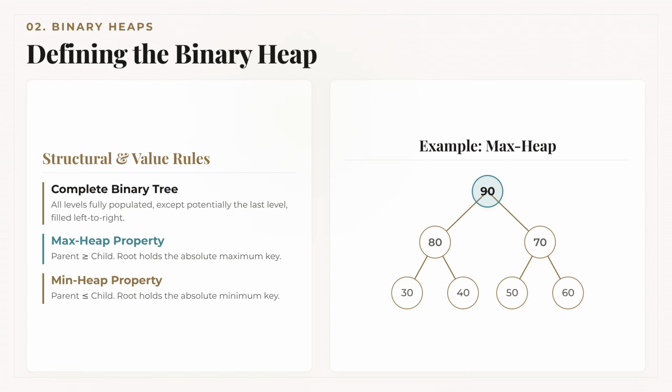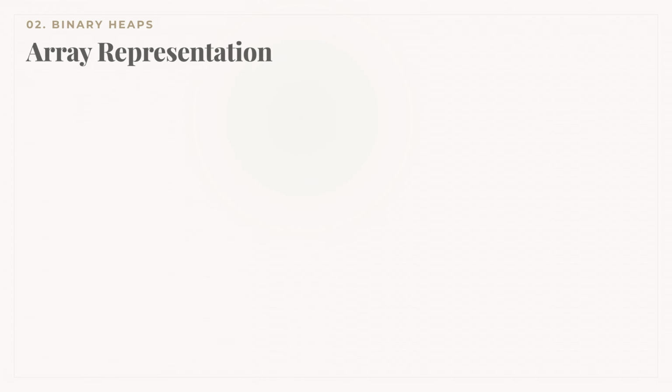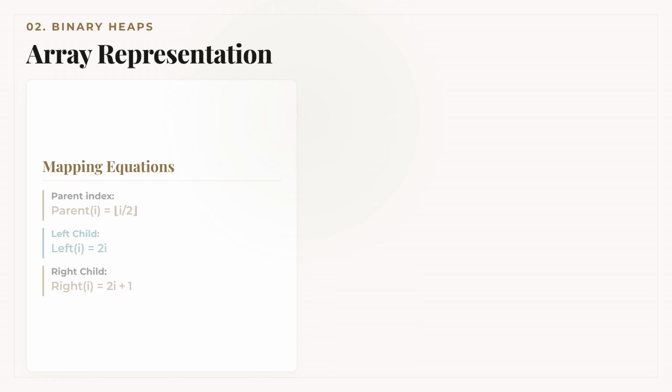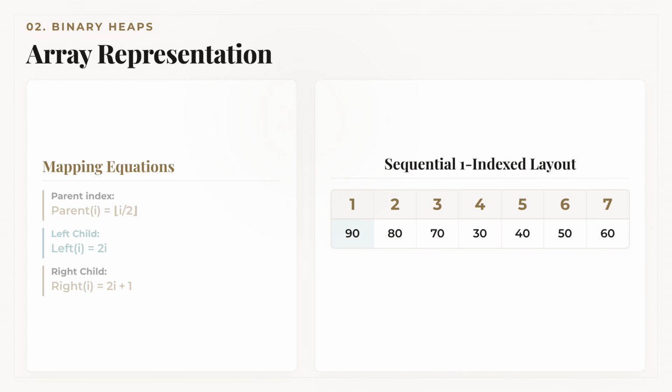Because a heap is a complete binary tree, we can represent it sequentially in a one-indexed array without wasting any space. For any element at index i, its parent is located at index floor of i divided by 2, its left child is at index 2 multiplied by i, and its right child is at index 2 multiplied by i plus 1. This sequential representation eliminates the need for pointers, saving memory, and improving cache locality.